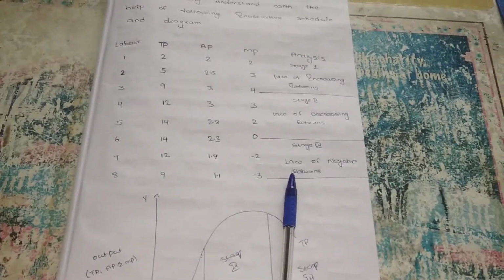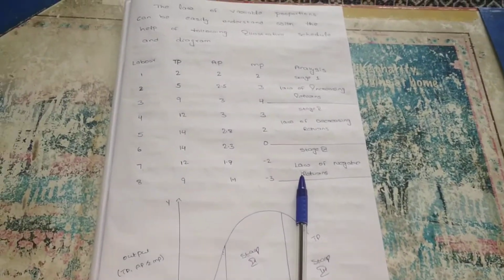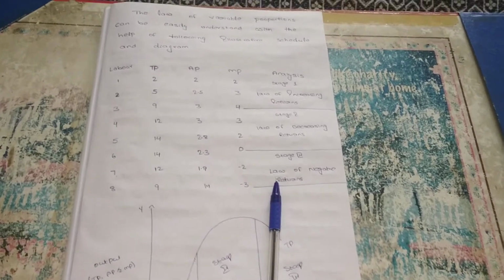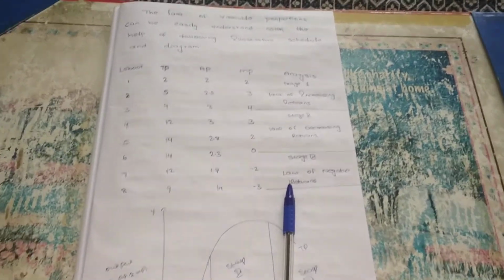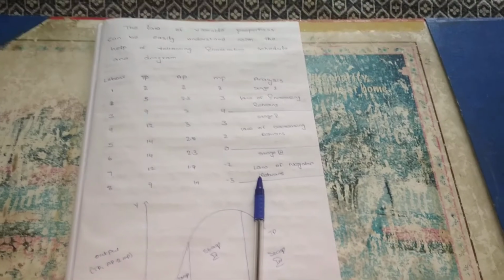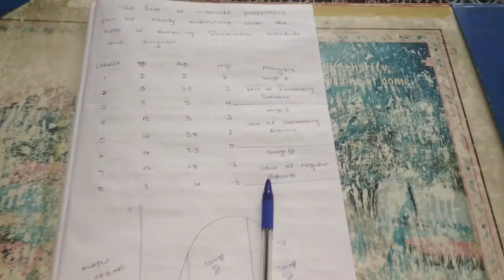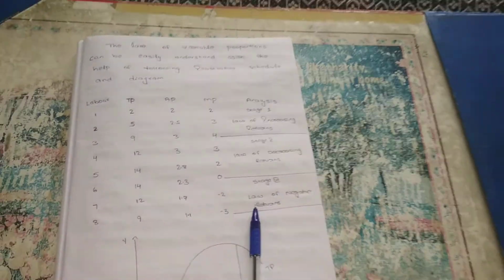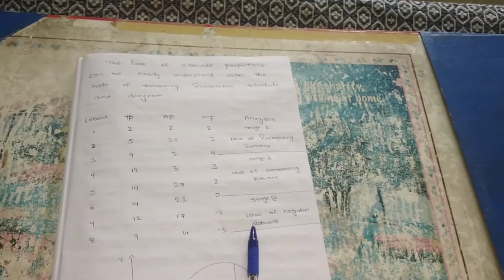The law of variable proportions means that all units are fixed except one variable unit, one input that is variable. It shows the relationship between the input and output, and also the relationship between the total product and marginal product.